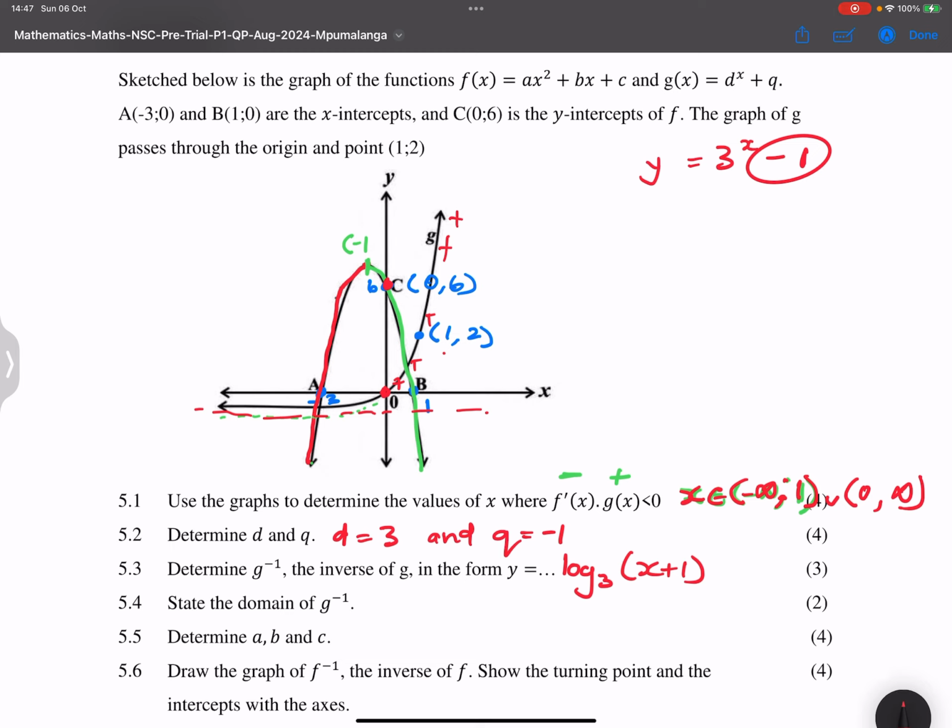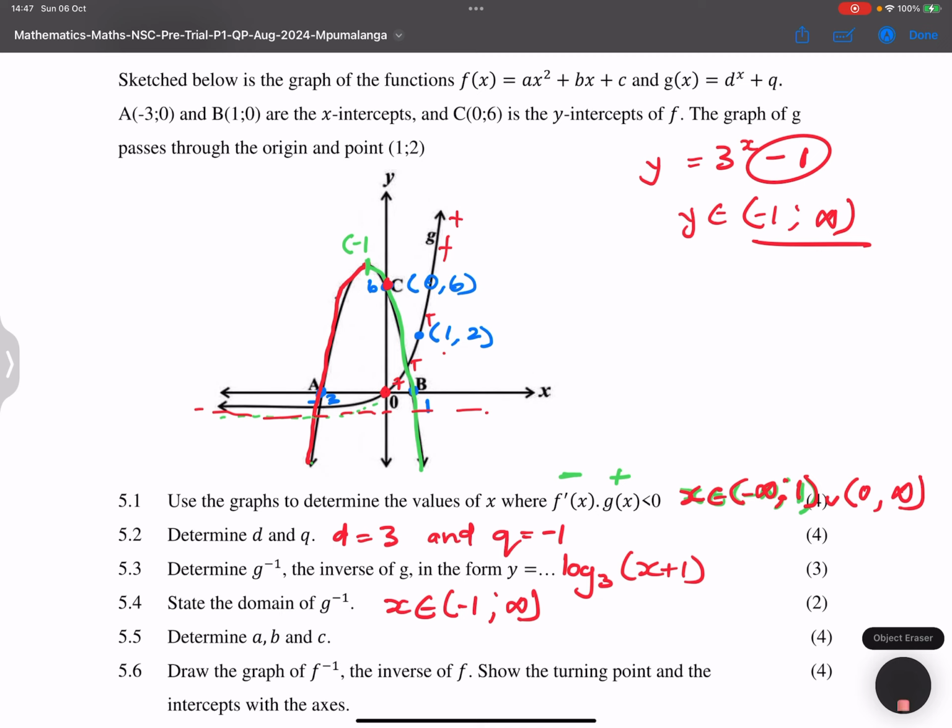So if we're looking at the range of g, it means y is an element of negative 1, excluded, all the way to infinity. So that means also for the domain of the inverse of g, x will be an element of negative 1 to infinity. Okay, I hope that makes sense, ladies and gents. So they say determine the A, B, and C.